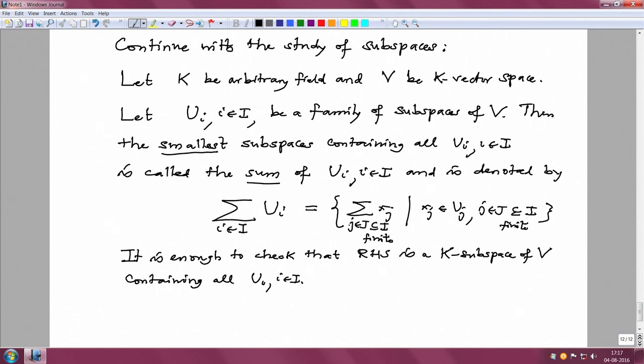But this is obvious, because if you want to check that all U_i's are contained there, fix an i and you can take vectors in U_i. They are obviously finite sums, a vector itself is a singleton sum. Therefore all U_i's are contained here. Now to check it is a subspace, you have to check that for two elements on the right side, their sum is also there. But if you have two finite sums, it is again a finite sum, so it is there. The scalar multiple is also there for the same reason, so it is a subspace. So with this I would like to end this lecture and continue next time. Thank you very much.